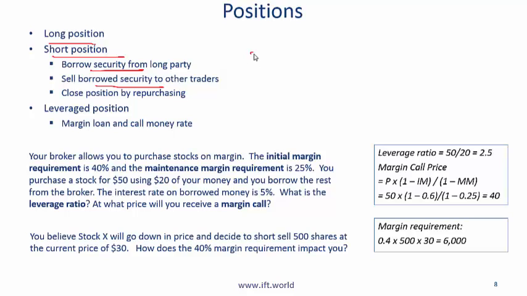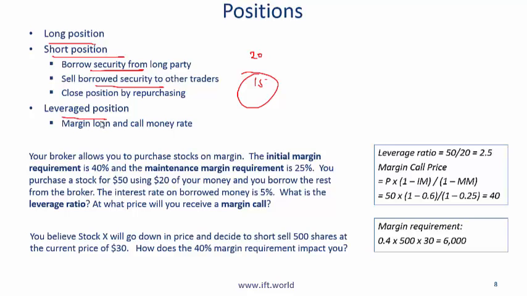So if the stock is currently at 20 and you expect the market to go down, you will borrow the stock for 20 and sell it. And then let's say the market does go down to 15. Later you will buy the stock for 15 and then return the stock to the entity from whom you borrowed. So this is a short position.